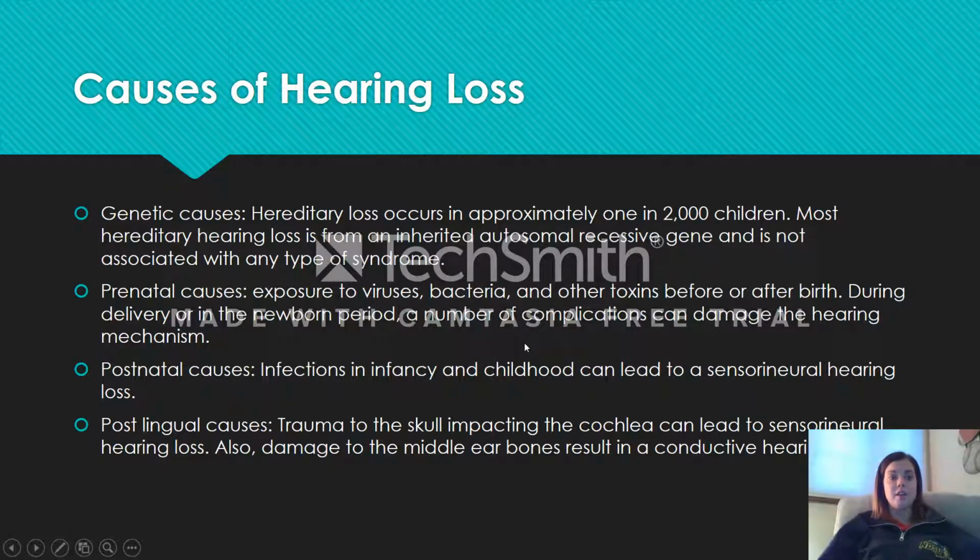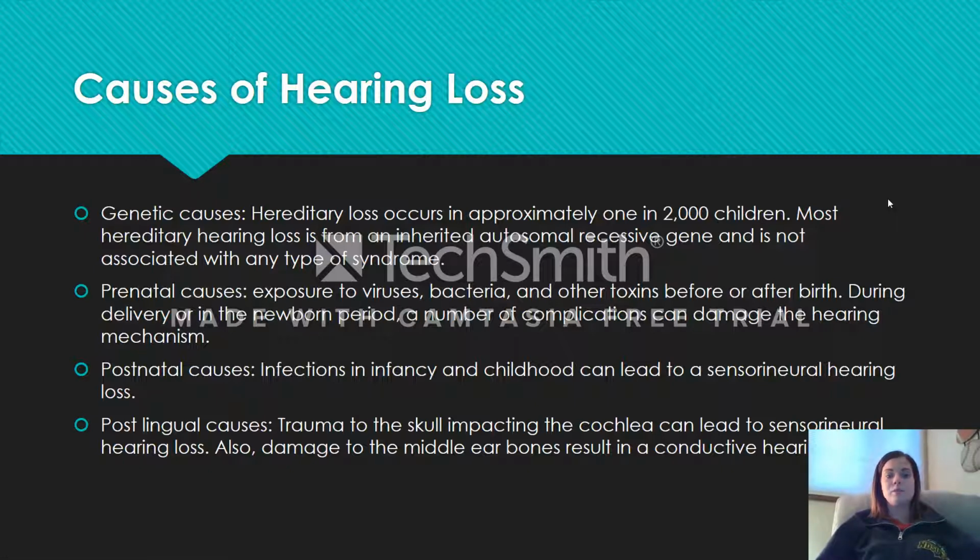So, causes of a hearing loss. A genetic cause is hereditary. It is common in approximately 1 in 2,000 children, and is inherited from a recessive gene. It is not associated with any syndrome or condition that could cause a hearing loss.